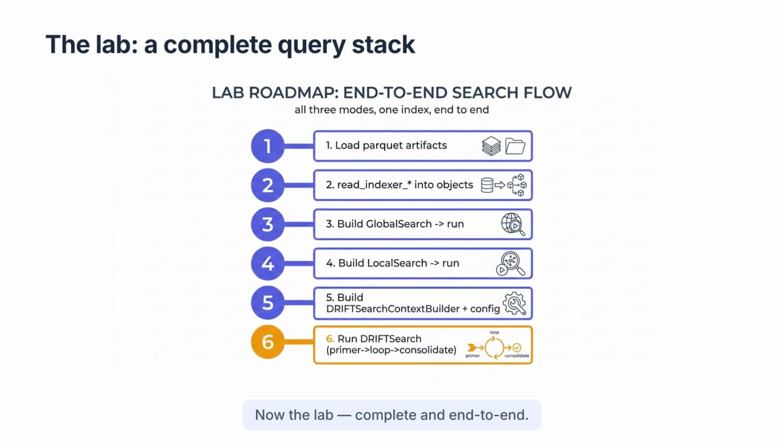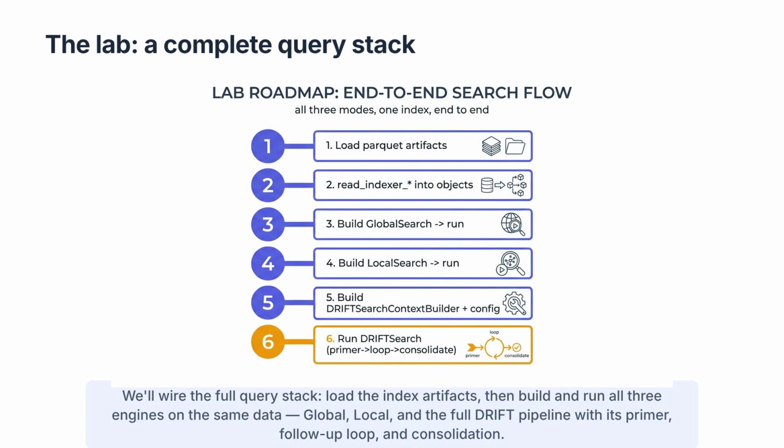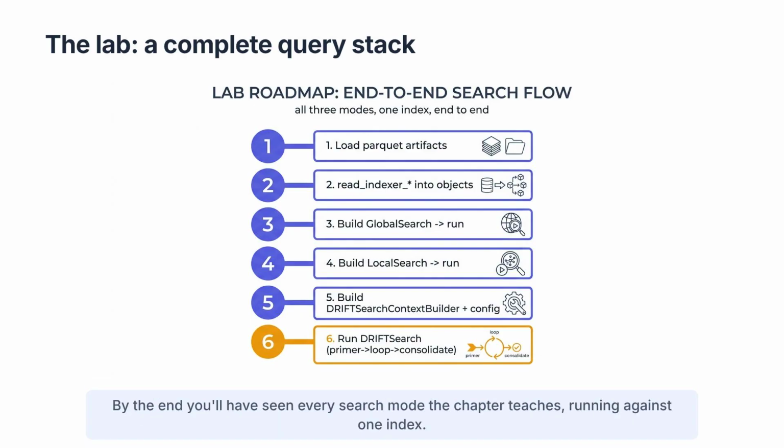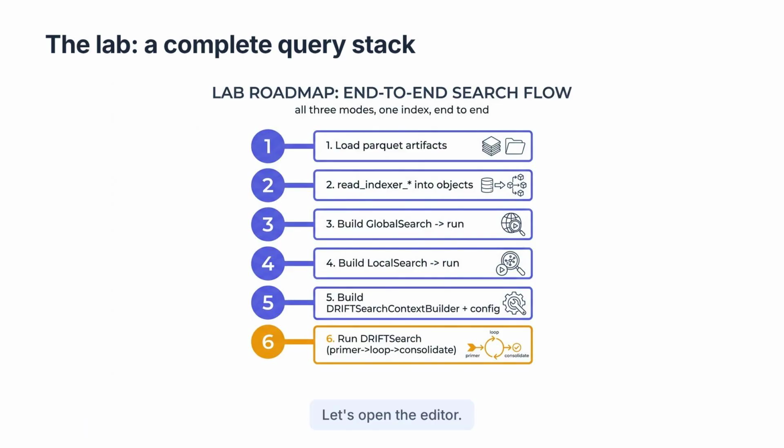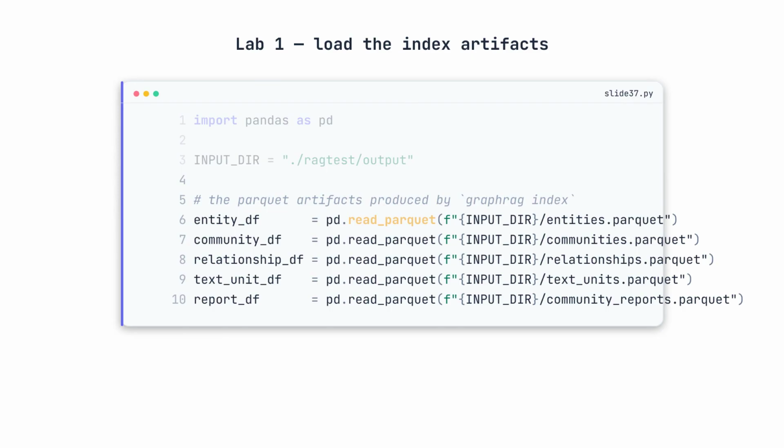Now the lab's complete and end-to-end. We'll wire the full query stack, load the index artifacts, then build and run all 3 engines on the same data: global, local, and the full drift pipeline with its primer, follow-up loop, and consolidation. By the end, you'll have seen every search mode the chapter teaches, running against one index. Let's open the editor. Step 1, load what indexing produced.